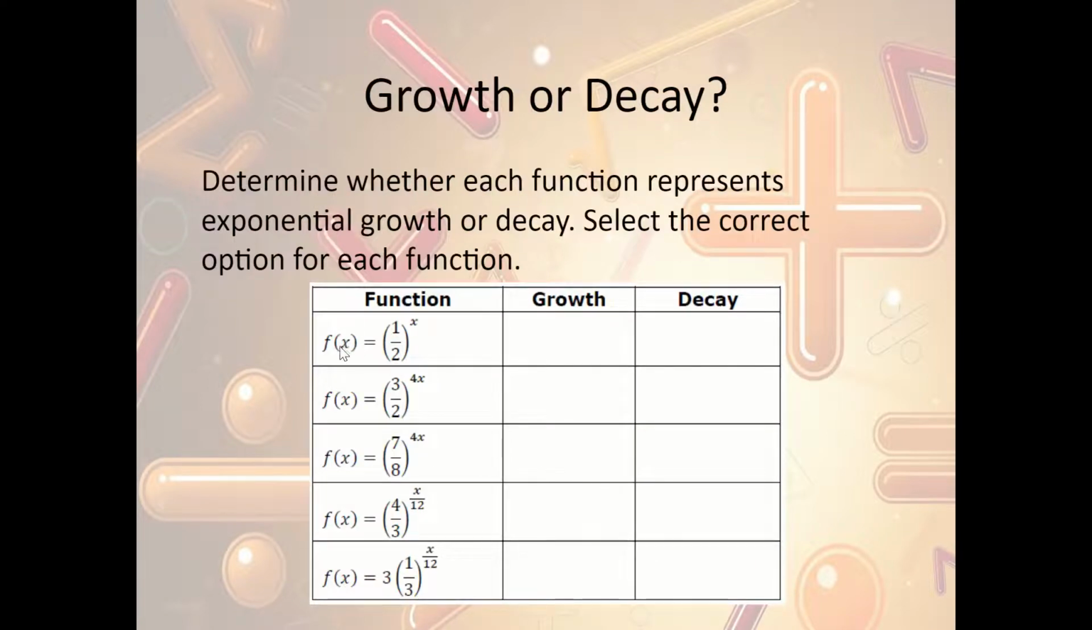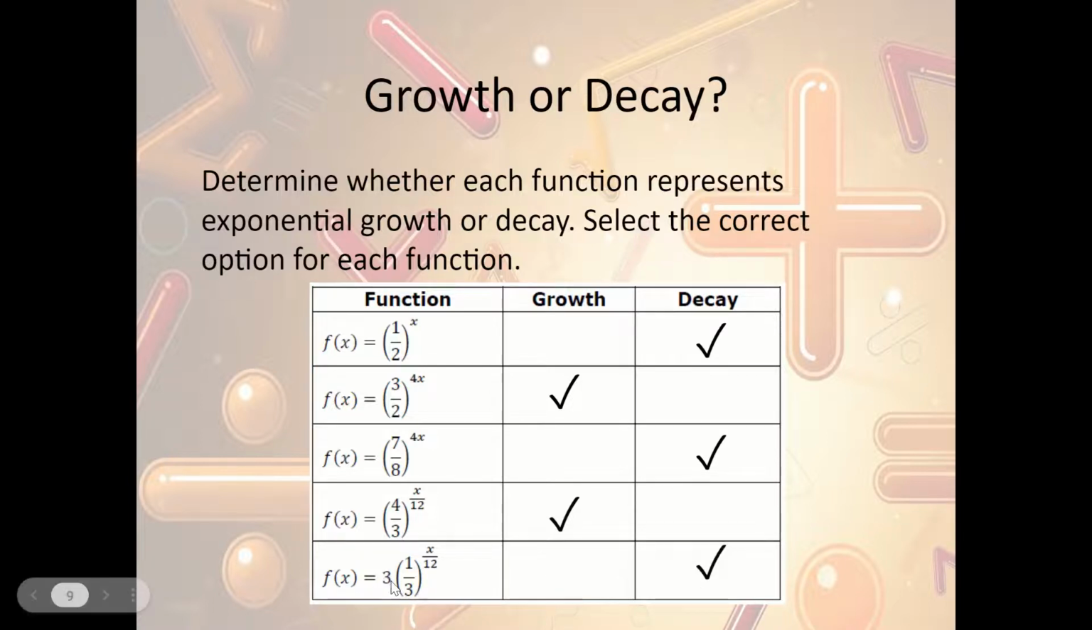So how can we tell? Let's look at an example. We have f of x equals 1/2 to the x. Well, 1/2 is less than 1, so that is decay. We have 3/2 to the x. Well, that's bigger than 1, right? Because that's 1 1/2, so that's growth. 7/8. Well, that's smaller than 1, so that's decay. 4/3, again, that's bigger than 1, so that's growth. And 1/3 is less than 1, so that is decay.